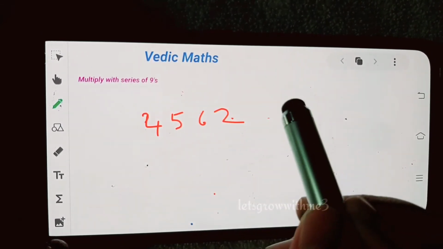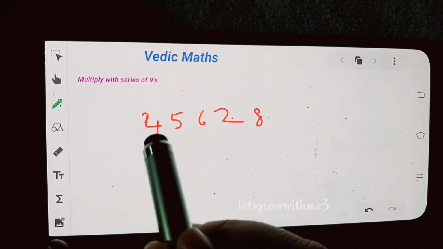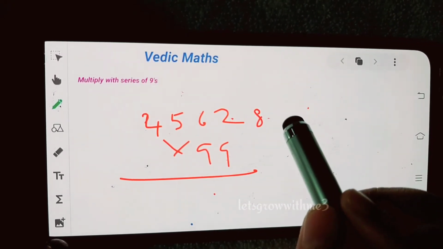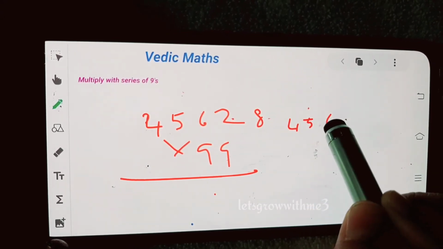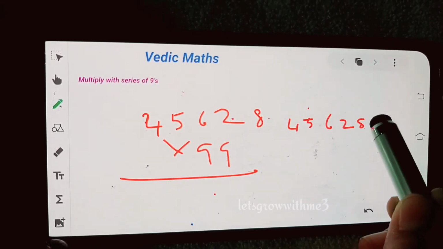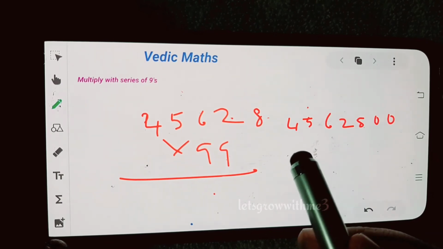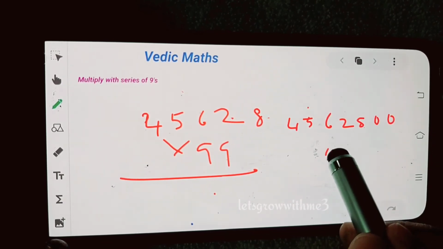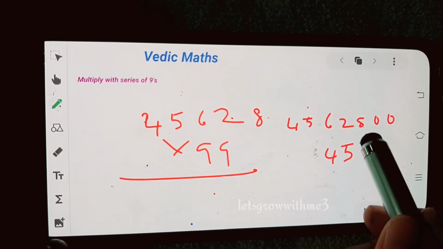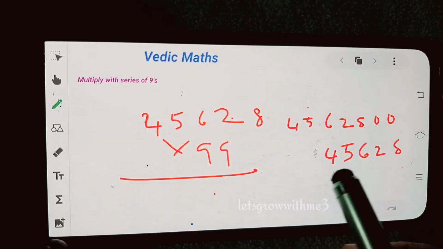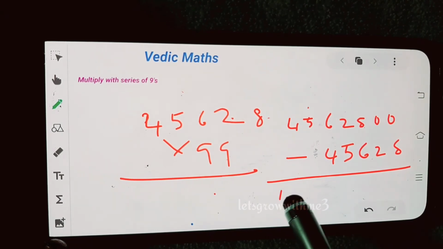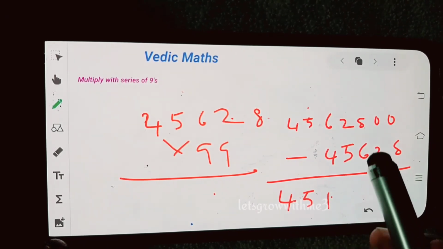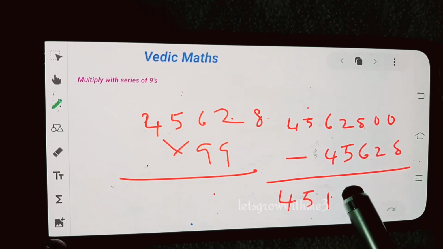45628 times 99. So again we need to multiply with 100. So just append 2 zeros to the above value. Then we need to subtract the same value, 45628. So 4, 5, 6 minus 4 is 2. But here we will write 1 because of the borrow combination.